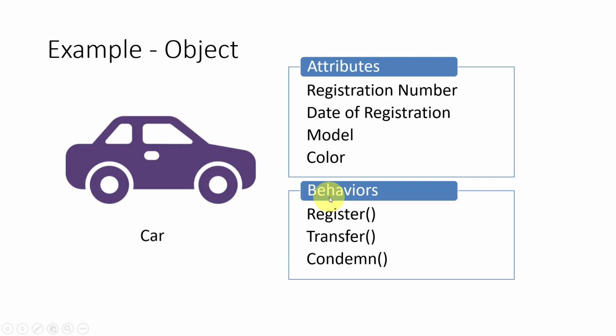So let's take another example, a physical non-living thing like a car. Maybe we are interested in registration number, date of registration, the model, color, and as behaviors maybe the registration, the transfer, or maybe we want to condemn the vehicle.